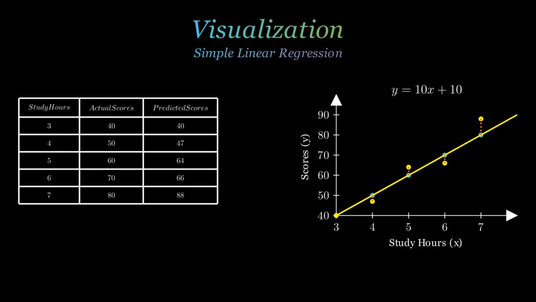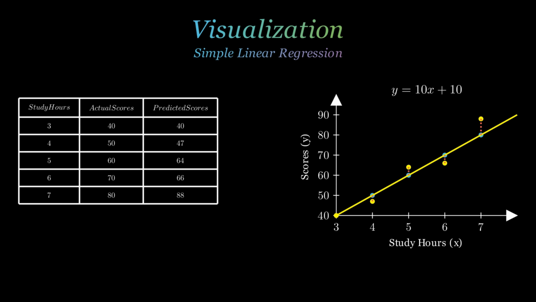We calculate residuals using metrics like mean squared error, MSE, mean absolute error, MAE, and R squared. MSE gives the average of squared residuals. MAE measures the average absolute error. And R squared shows how much of the variance in the data is explained by the model.